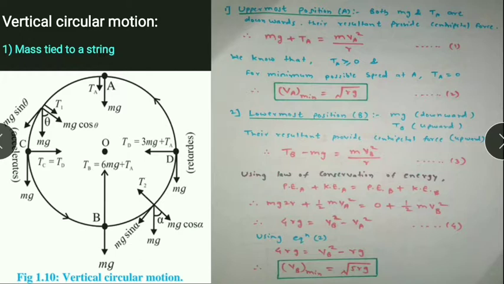Now using equation 2, Va minimum is equal to square root of Rg, therefore Va square is equal to Rg, and we get 4Rg is equal to Vb square minus Rg, and Vb minimum is equal to square root of 5Rg.